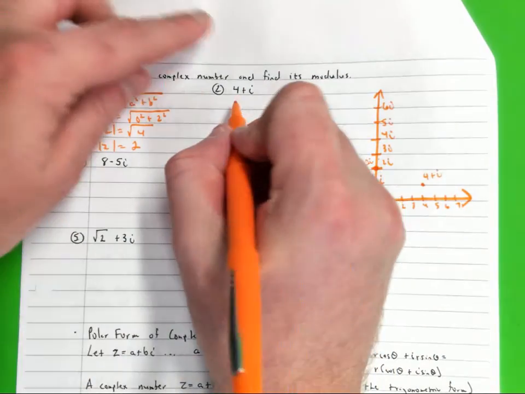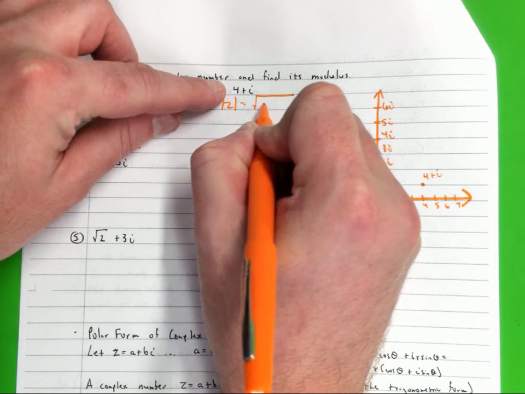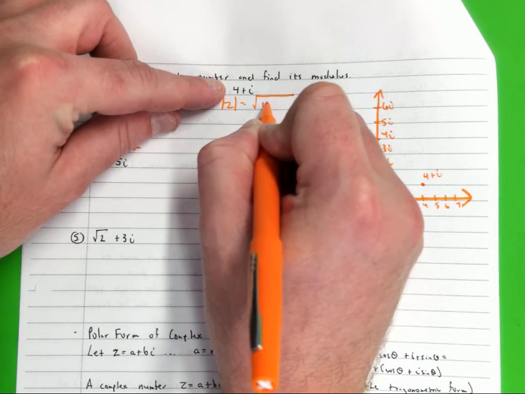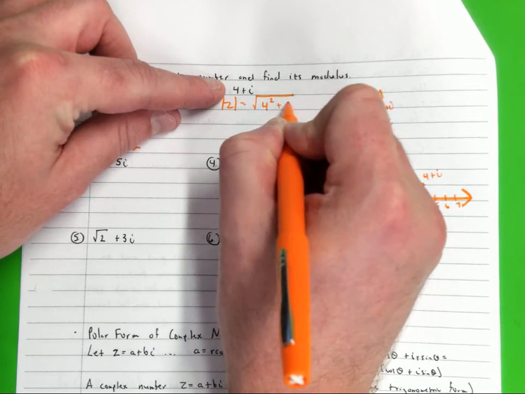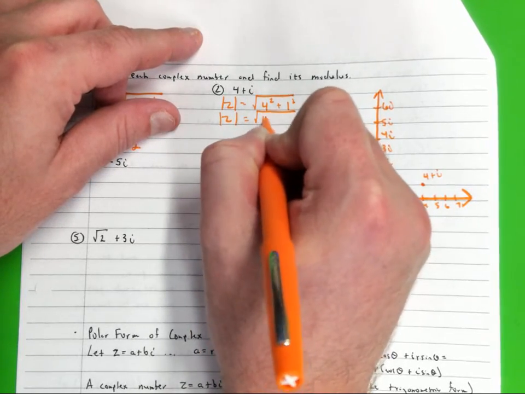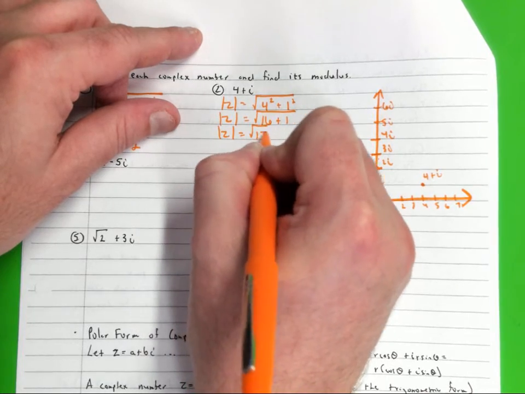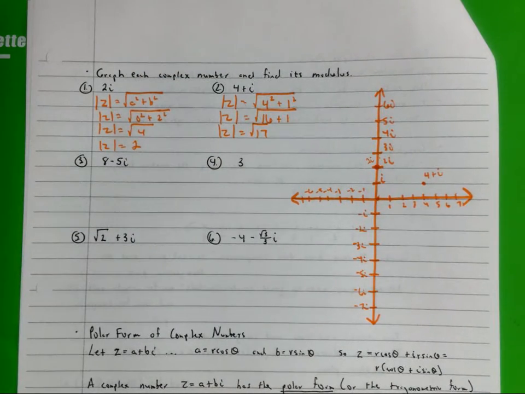Now let's find the absolute value. Absolute value of z equals the square root of, what goes in for a? 4. What will go in for b? 1. 4 squared is 16, plus 1 squared is 1. Can I break 17 down? No, that is your absolute value.